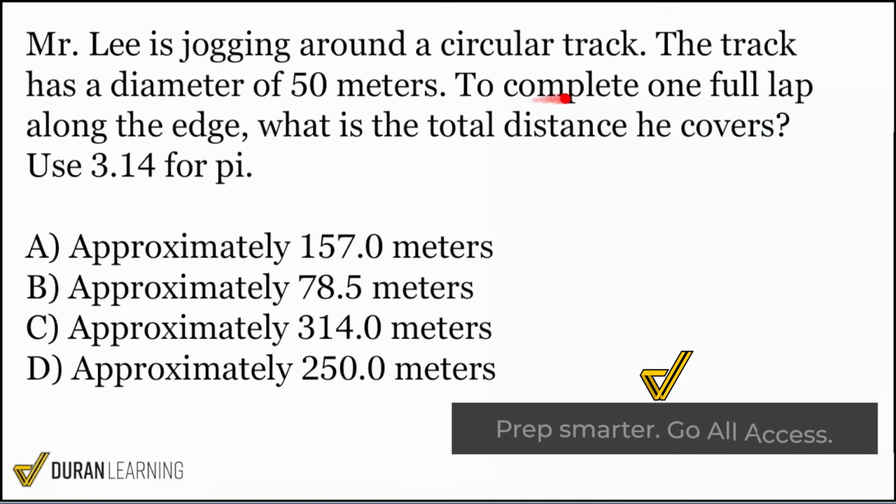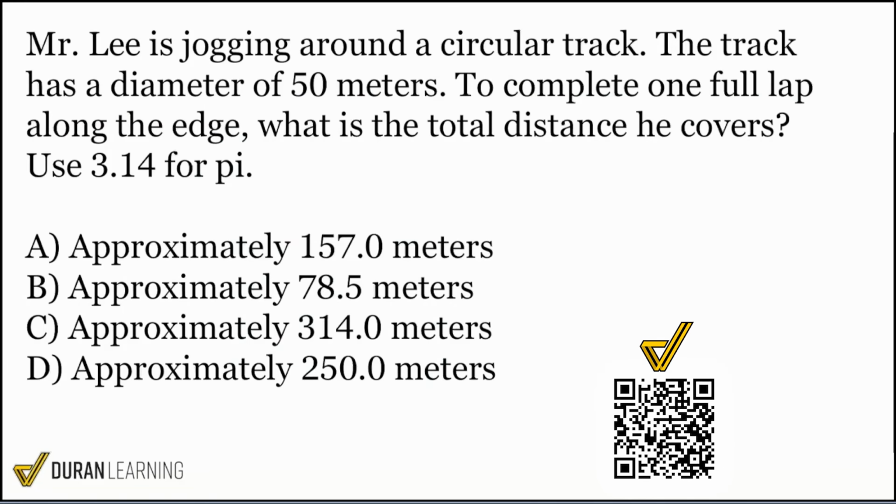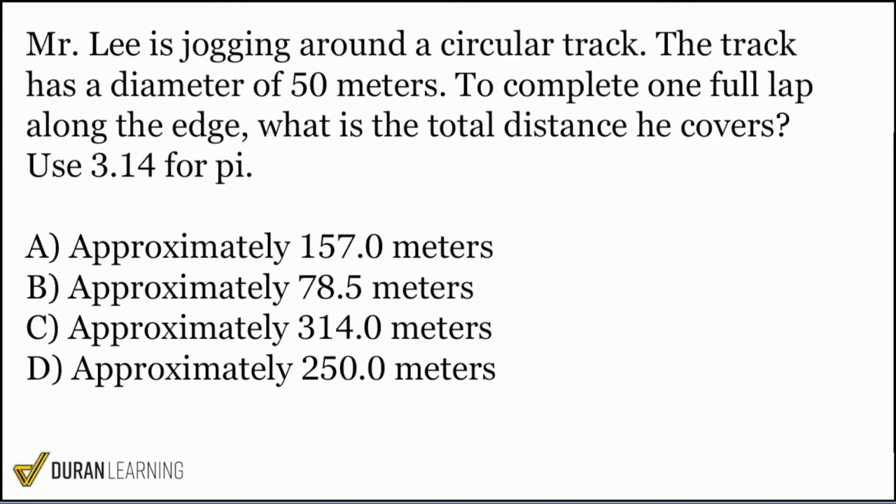Here we go. To complete one full lap along the edge, what is the total distance he covers? Everybody, I don't see any specific verbiage here saying circumference or area or trying to find radius, but we can interpret it. Since this is a circle class, we will go ahead and draw a little circle over here. But if we just interpret what is being said, to complete one full lap along the edge, what does that sound like to you, everybody? Does that sound like perimeter or area? Or in this case, circumference or area? Yeah, circumference all day.